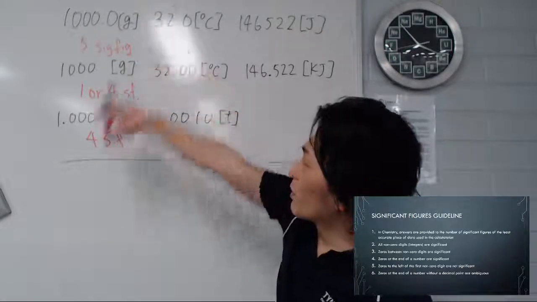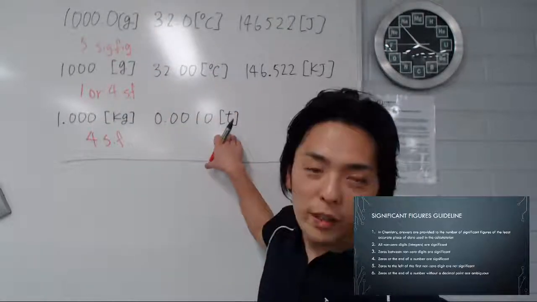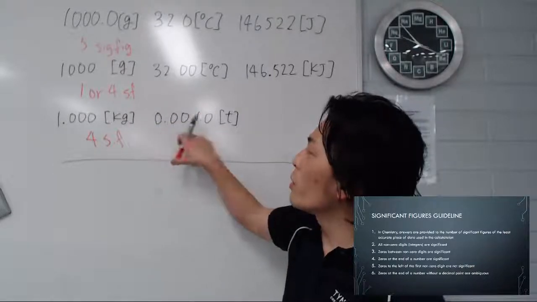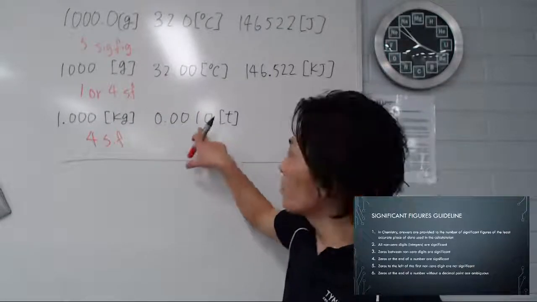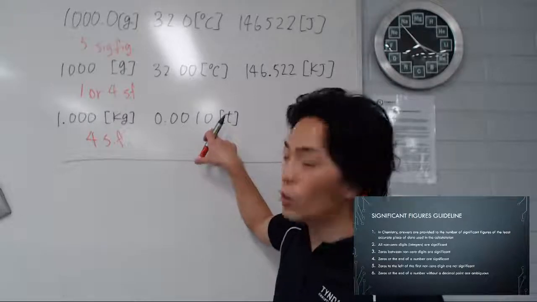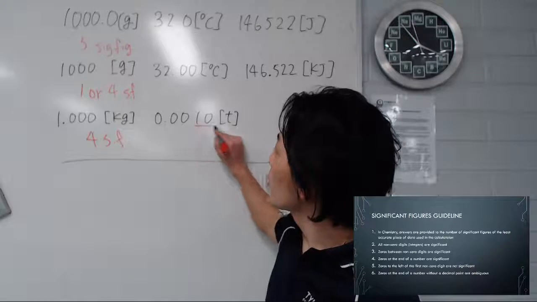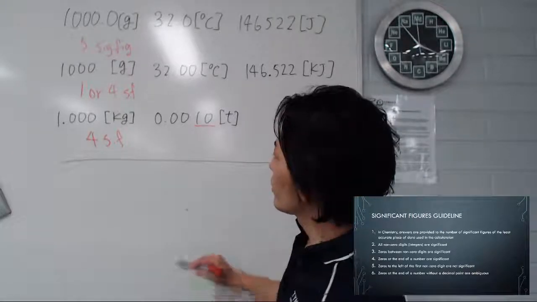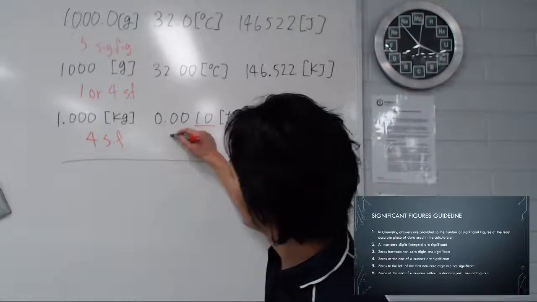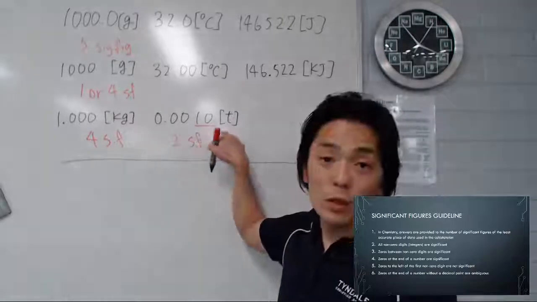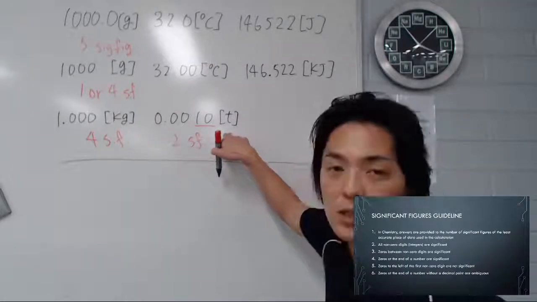Now, because we've been looking at that, maybe look at this ton as well. So 1 kilo equals 0.001, and I put an extra 0 here to show you that these are not counted, but these 2 are significant. So I said 2. So this number is written in significant figures.